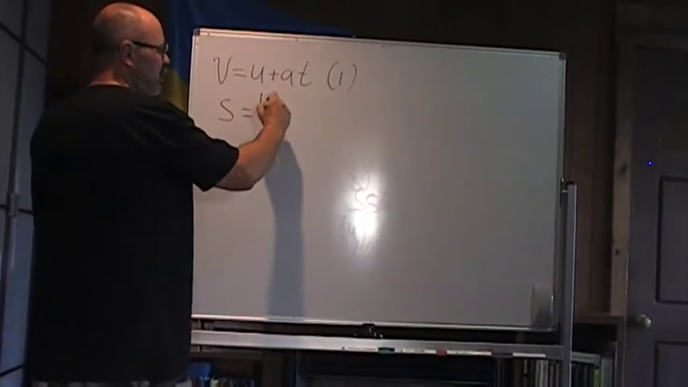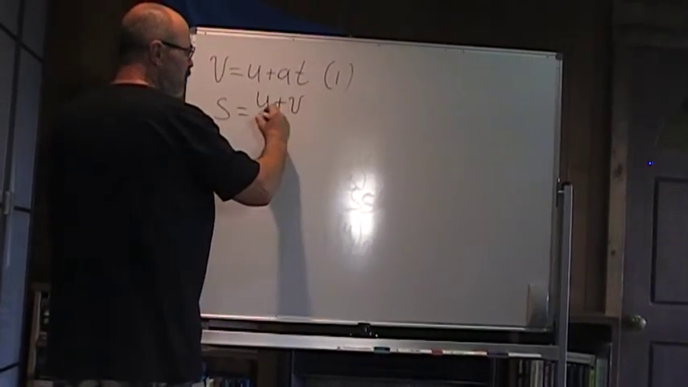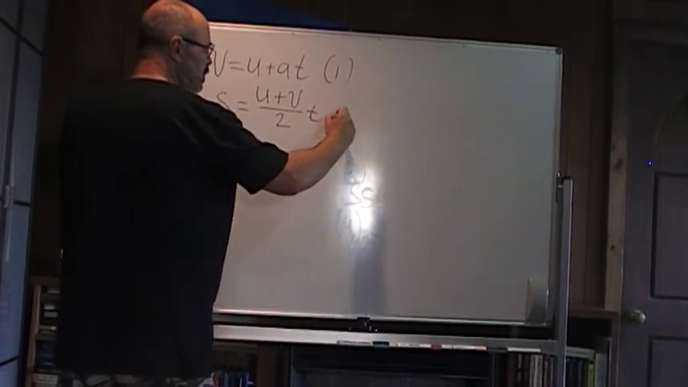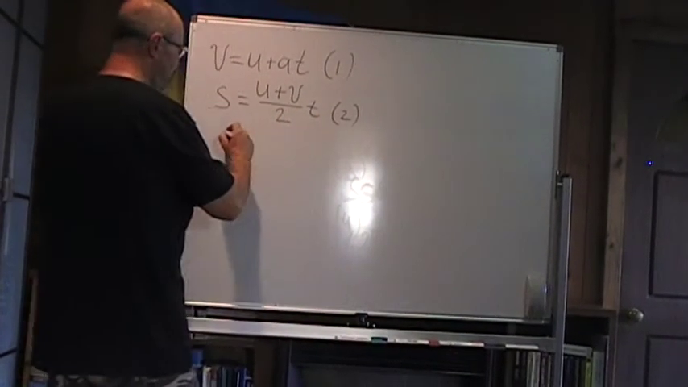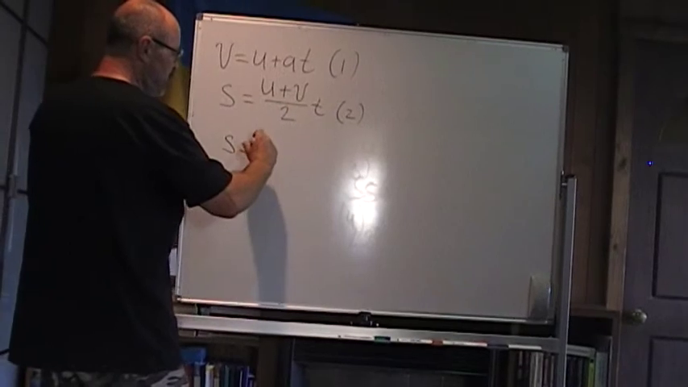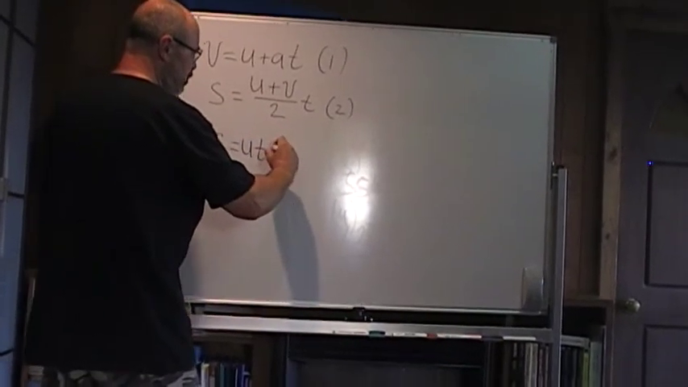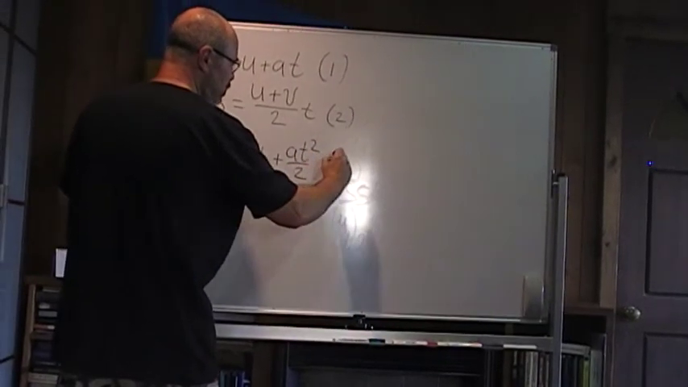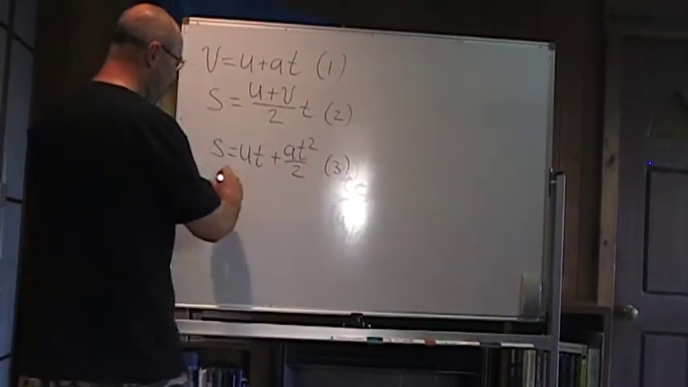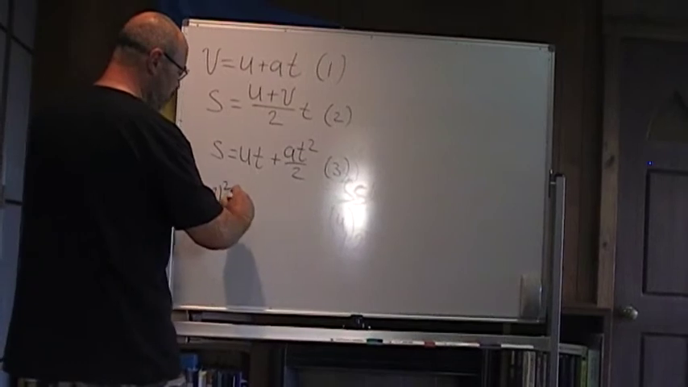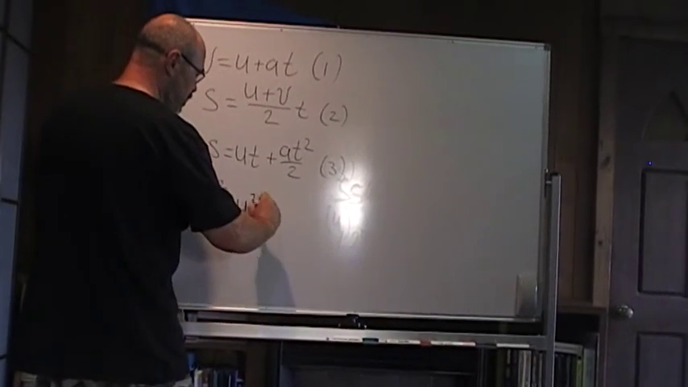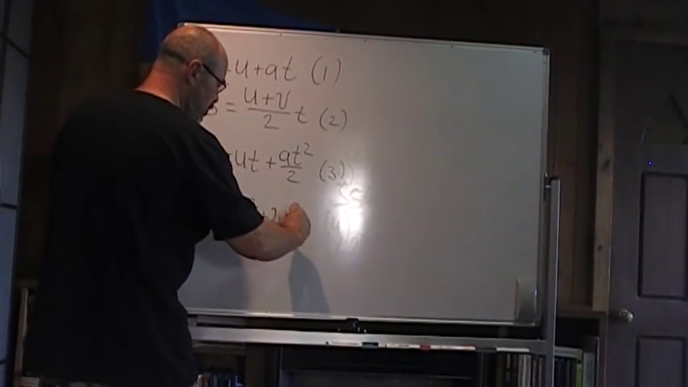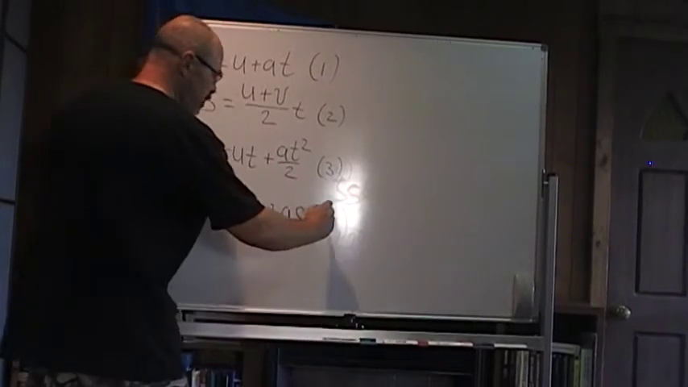Displacement equals initial velocity plus final velocity, divided by 2, times time, will be formula number 2. Displacement equals initial velocity times time plus at squared over 2, that will be formula number 3. And final velocity squared equals initial velocity squared plus 2 times acceleration times displacement, formula number 4.